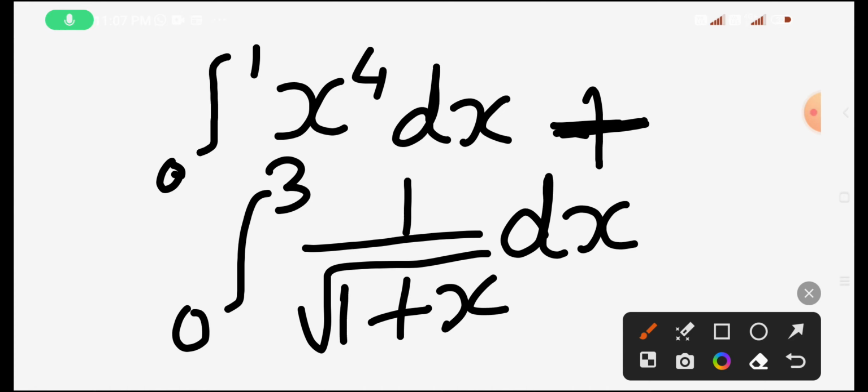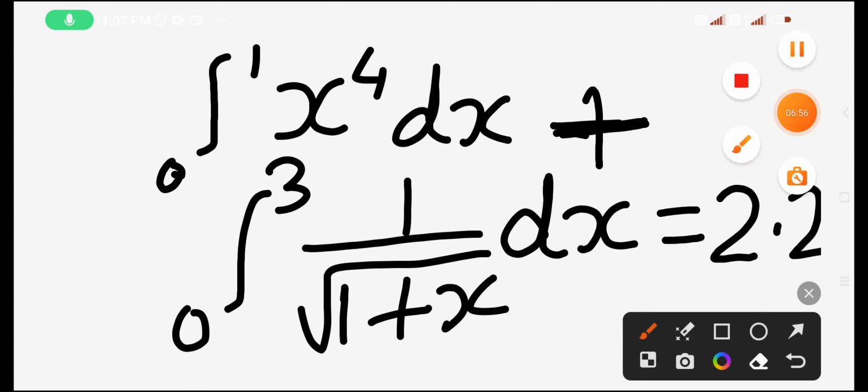Now if you evaluate, then you will get 2.2. So 2.2 is the correct answer.